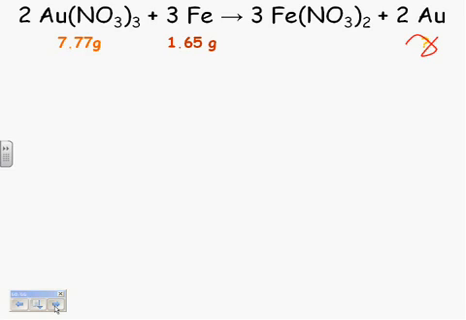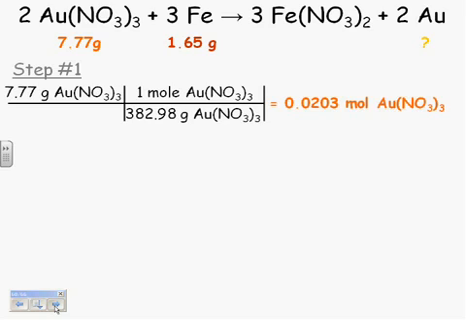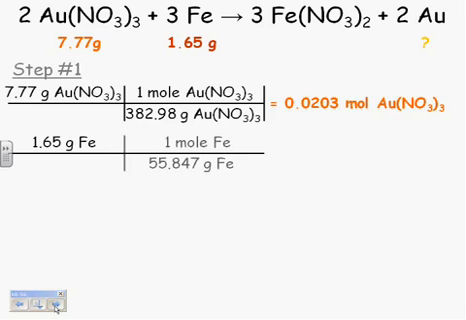So what we have to do here is figure out if one of these is going to run out, is going to limit how far this reaction can proceed. So we have to first, just like every other limiting reactant problem, convert these into moles. Using the molar mass of gold nitrate, we change that into moles and find that we have 0.0203 moles of gold nitrate. Doing the same thing with the iron, the other reactant, changing it into moles using its molar mass, we have 0.0295 moles of iron.